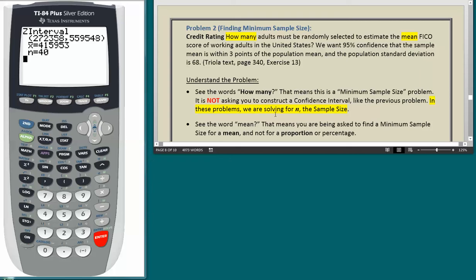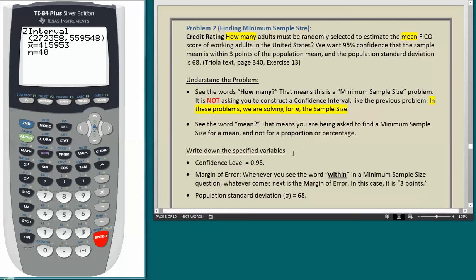In these problems, we are solving for n, which is the sample size. Now, do you see the word mean? I have it highlighted as well. That means you're being asked to find a minimum sample size for a mean and not for a proportion or percentage. Because you can get minimum sample size questions for proportion problems. But this is a minimum sample size question for a mean problem, and you solve them differently. So it's very important that you keep that straight.